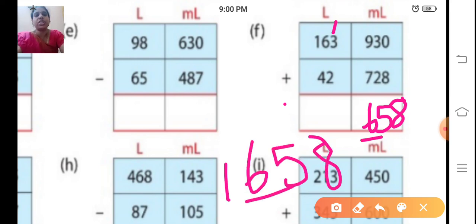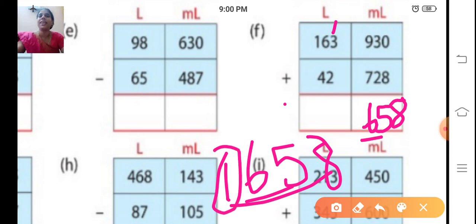1658. So what is the meaning? 1000 ml plus 658 ml, isn't it? This one I am carrying over to the liters. In 1 liter how many ml are we having? 1000 ml. Why we are shifting, that you have to know. 1 liter means 1000 ml, so this 1000 I am shifting to the liters, that makes 1 liter.